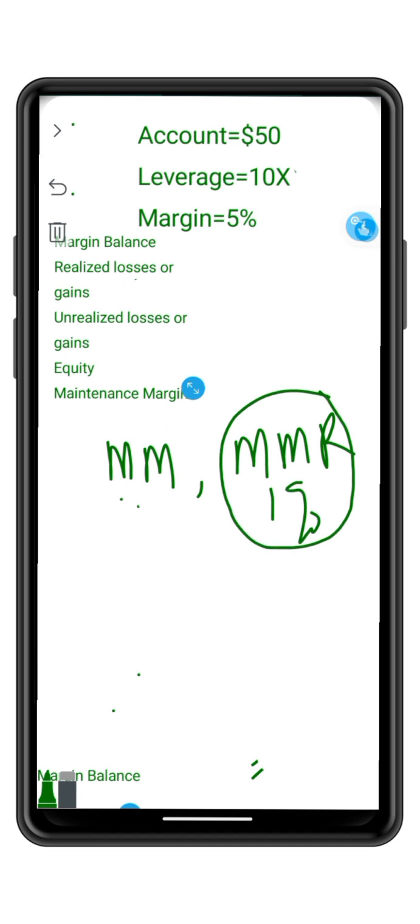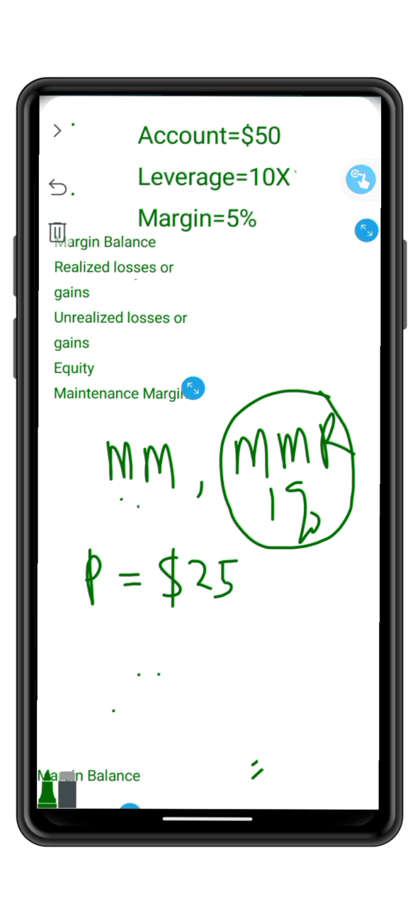So you're going to first find your position size. Our position size is going to be 10 times 5% of this. 5% of this we found earlier to be 2.5, times 10, which is 25. So our position size is $25 US.